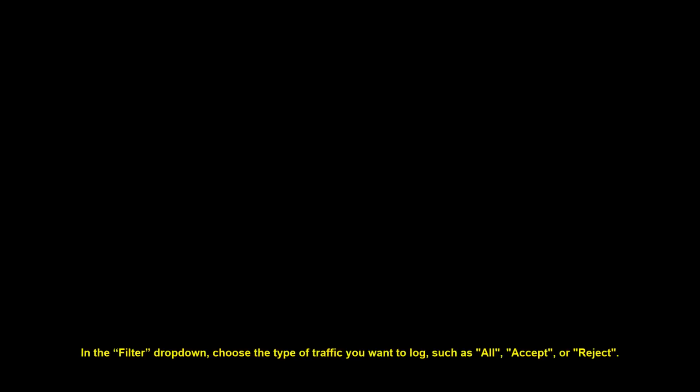In the Filter dropdown, choose the type of traffic you want to log, such as all, accept, or reject. Next, select your desired IAM role to allow VPC to publish the logs to CloudWatch or S3. If you don't have an IAM role set up, you can create a new one from the IAM console.